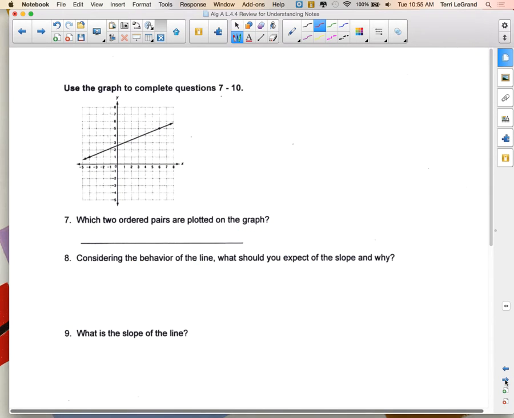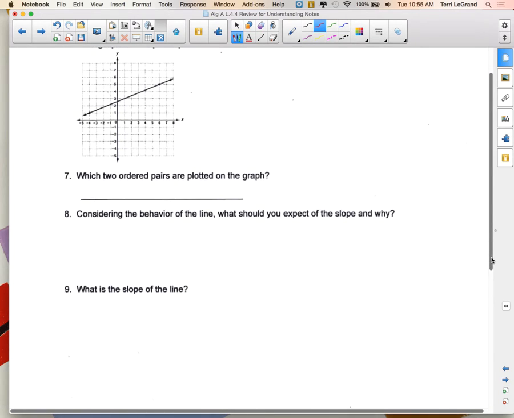Okay, let's go to the back side. Now we're supposed to use this graph to complete our other 4 questions, 7 through 10. In number 7, which 2 ordered pairs are plotted on the graph? There are lots of points on that line, but they have specifically plotted 2 points on that line. Go ahead on your graph and name them. We'll put their ordered pair names by each of them. What are the ordered pair names? Count them out.